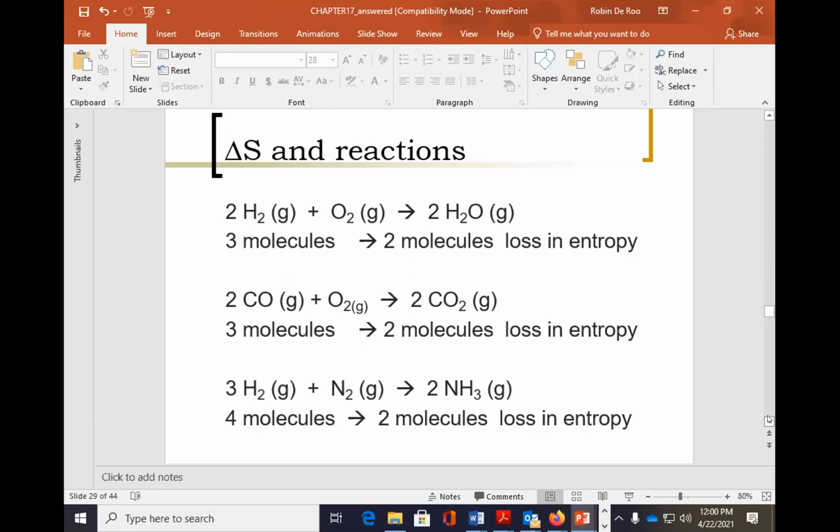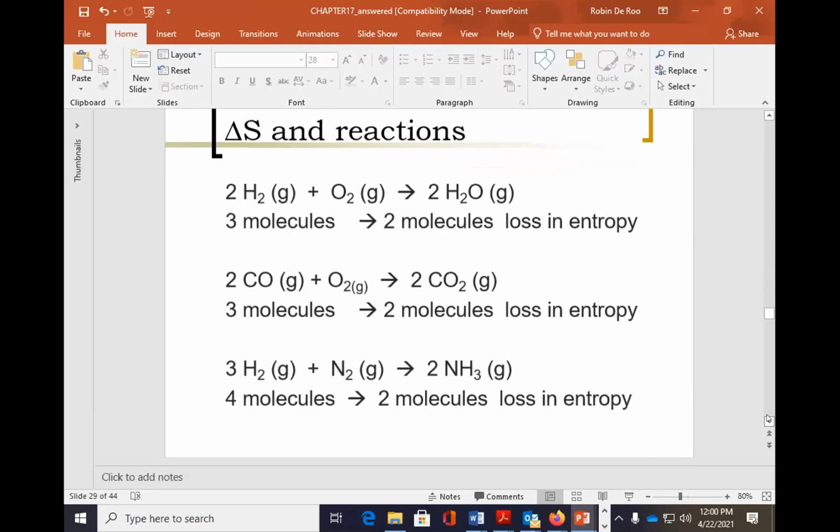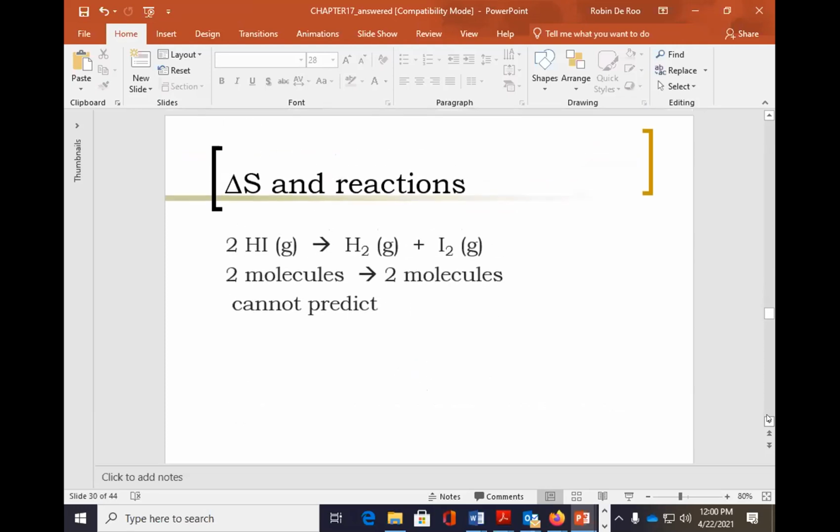Okay, so you got that written down? Oh yeah, and you can't tell. Same phase, same number of molecules. You cannot predict, you would need the numbers.